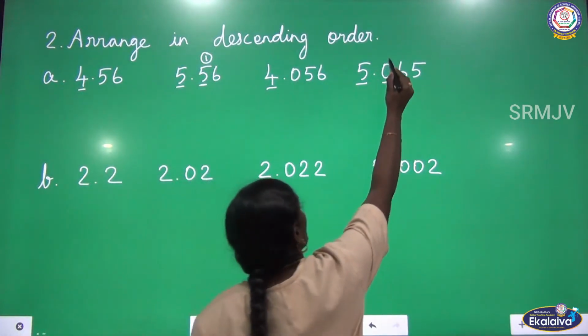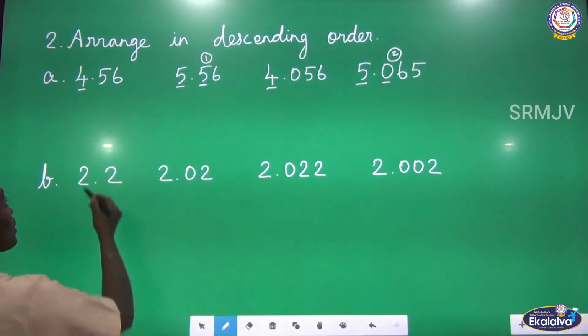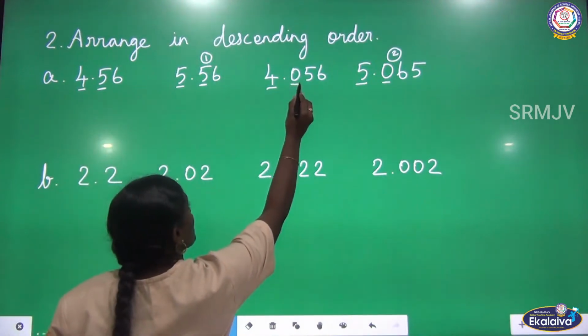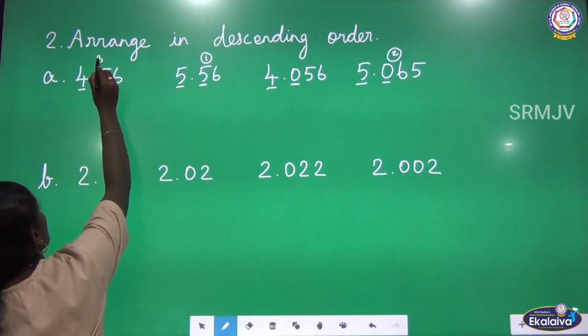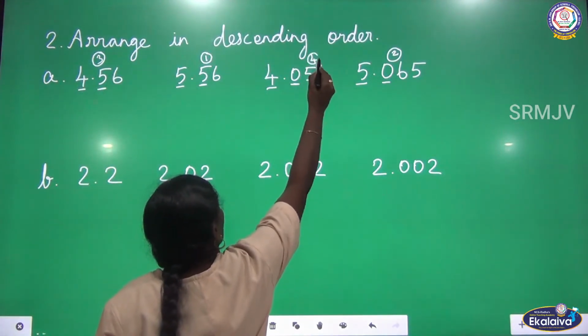Then 5.065. In the remaining two decimal numbers the whole number part is 4. Here we are going to check the first decimal place 5, 0. So 5 is greater, this is the third greater number, and 4.056 is the smaller number.